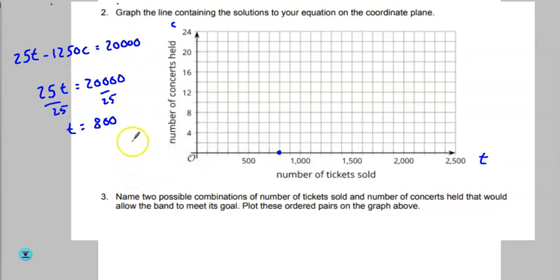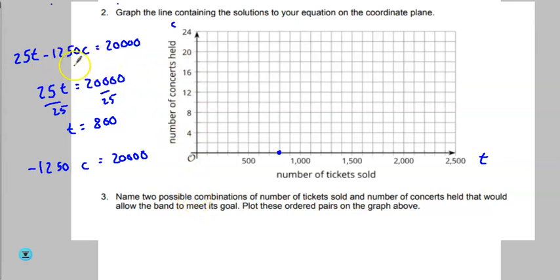But we know that's not possible, right? You are going to have to pay for each concert. So if I look at the y-intercept, it's actually negative 1250c equals 20,000, right? And you do 20,000 divided by negative 1250, you end up with a negative 16. The y-intercept is way down here in the negatives, and I don't have that to graph. So that's not going to help me with this graph.